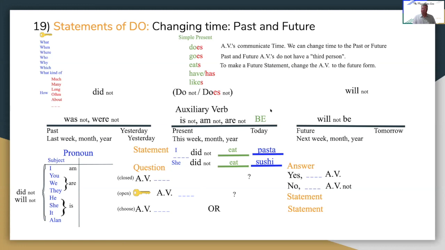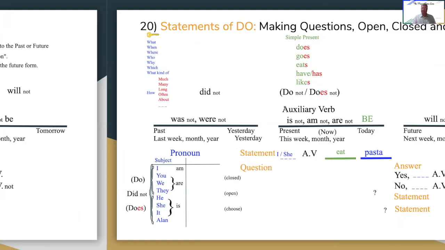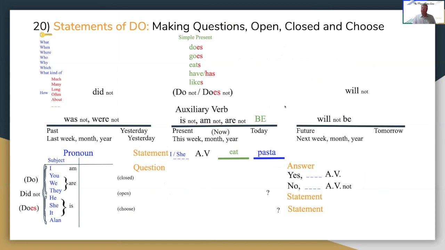To make a future statement, change your auxiliary verb to the future form. So I will eat pasta. I will not eat pasta. She will eat sushi. She will not eat sushi. Okay, now we can make our statements in the past, present, and the future.